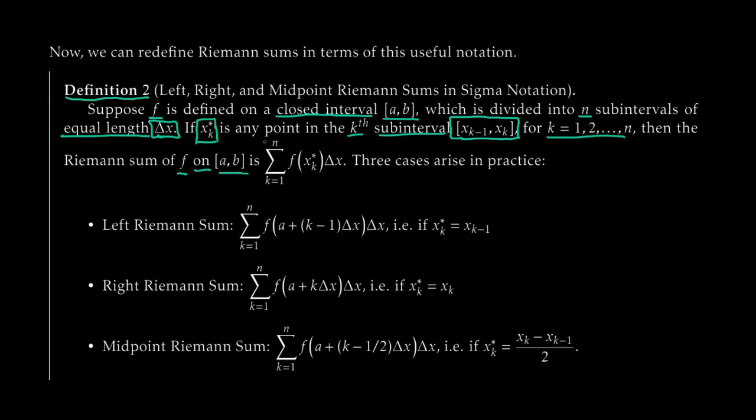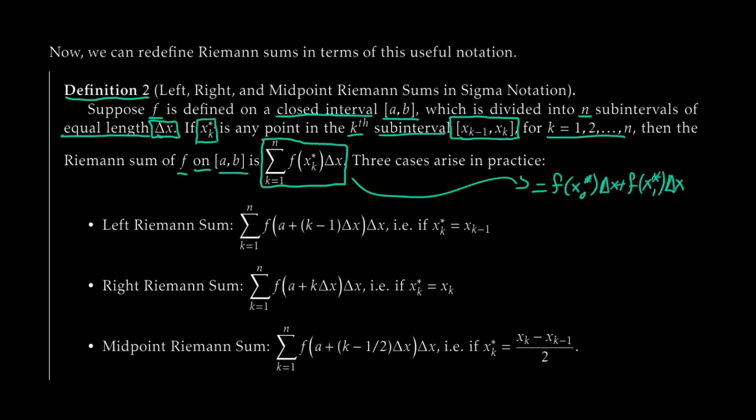All right, so a Riemann sum of f on the closed interval from a to b, and this is the form of every Riemann sum for some xk stars, is just the sum from k equals 1 to n of f of xk star delta x. That looks way more compact. Before, we were writing it out in the full expanded form, which was this nightmarish thing. It was equal to f of x0 star delta x plus f of x1 star delta x plus dot dot dot plus f of xn star delta x.